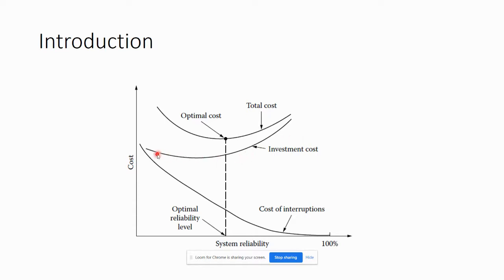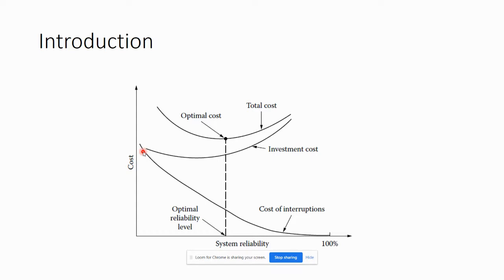Another one that you can look at is the cost of interruptions, right? The cost of interruptions will actually drop as you increase the reliability of the system. So if I decrease the reliability of the system, then the cost will increase. That makes sense, right? If your computer, for example, is less reliable, it breaks down very often, then that computer costs you more compared to a computer that does not break down as often. So we need to balance costs and reliability all the time as a reliability engineer.